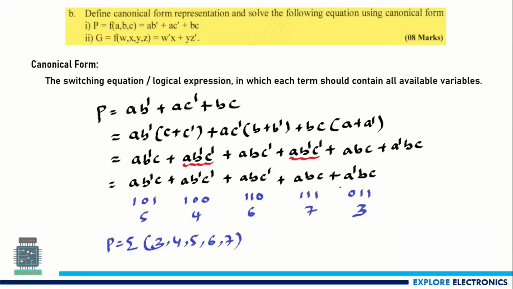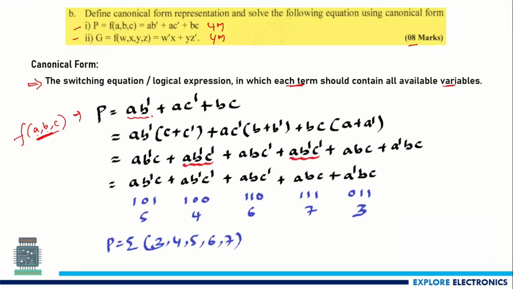Define canonical form representation and solve the following equation using canonical form. So the two expressions are given. Since this is for 8 marks, it will be divided into 4 marks and 4 marks. By taking this expression, we need to write the canonical form. So first define the canonical form. So write the explanation. What is canonical form? It is a switching equation or logical expression in which each term should contain all available variables. Means in the first expression we have a, b and c, means this is the function containing a, b and c. So every expression should be having a, b and c components or variables.